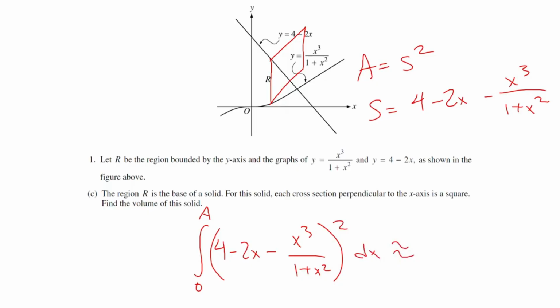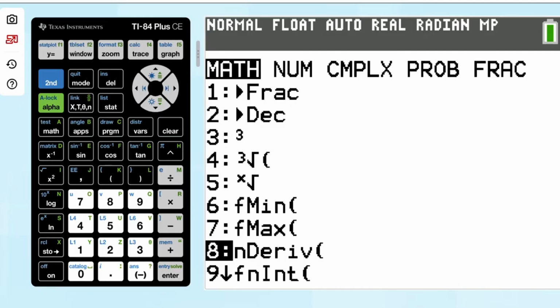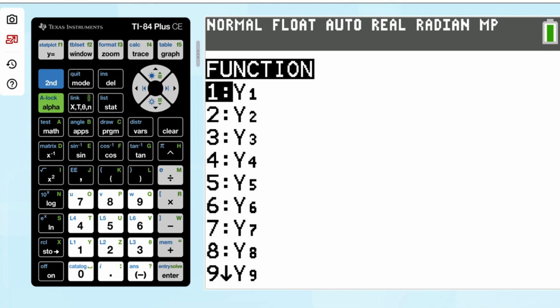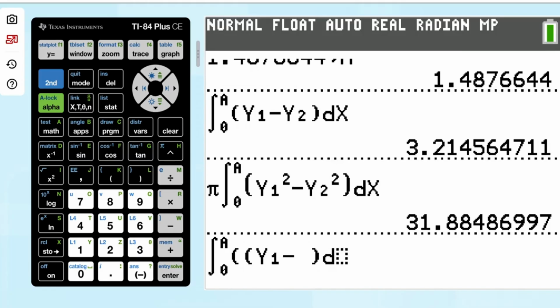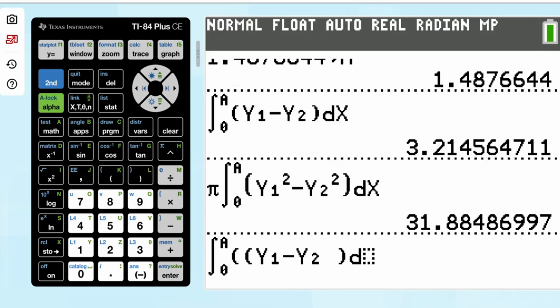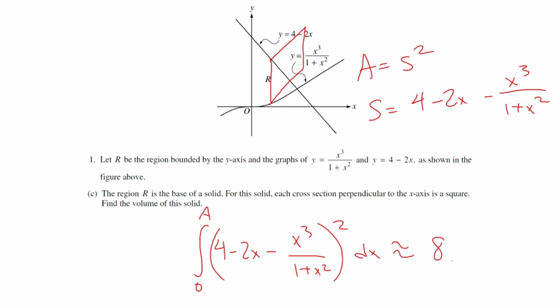And again, we'll just have our calculator do this. So we're going to do math option number 9. You can just hit the 9. You don't have to scroll down. We're going to integrate 0 to a, and it's the upper minus the lower squared. So I'm going to put a parenthesis, and I'll use that VARS again. It's just upper y1 minus VARS in that second column to give us y2. And then we will square that with our dx. And we end up getting 8.997. And that's our final answer there.